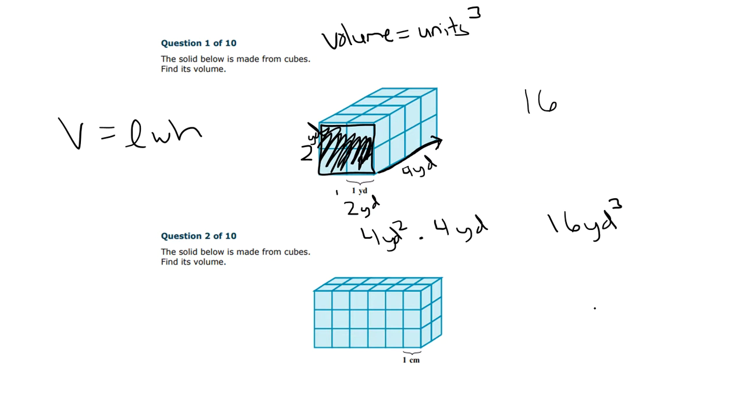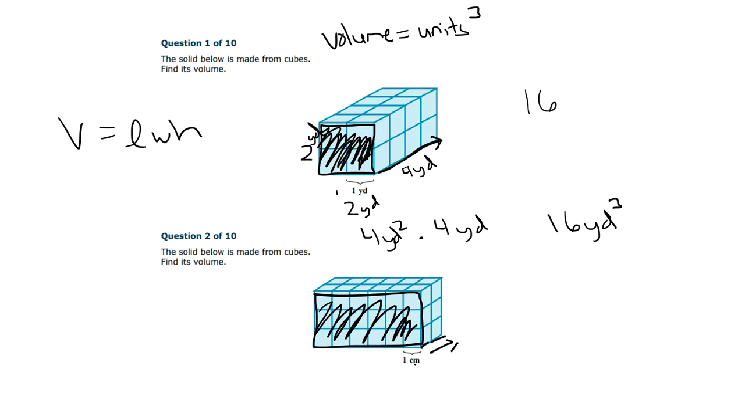Okay, let's look at question number 2. The solid below is made from cubes. Find its volume. Okay, so if we look at this shape right here, it's a rectangle. And then we can see that that rectangle was then extended. Okay, so if we find the area of this rectangle and then multiply it by the length that it was extended, that will give us our volume.